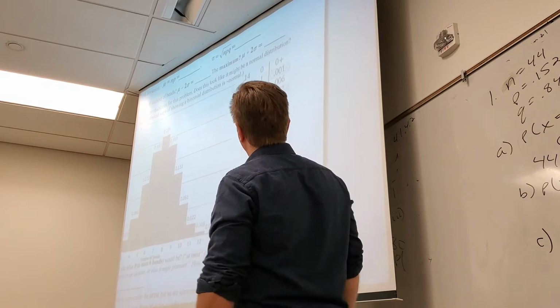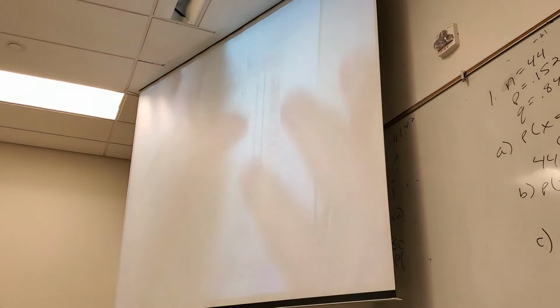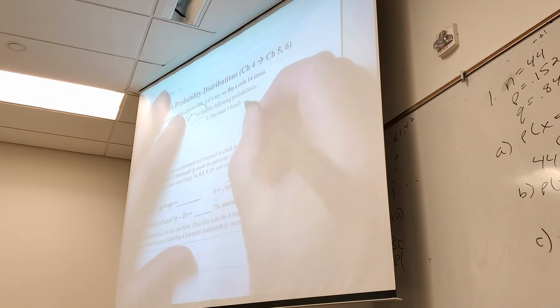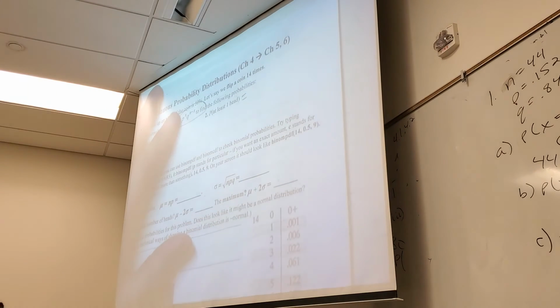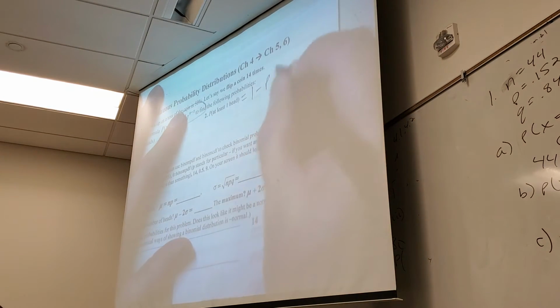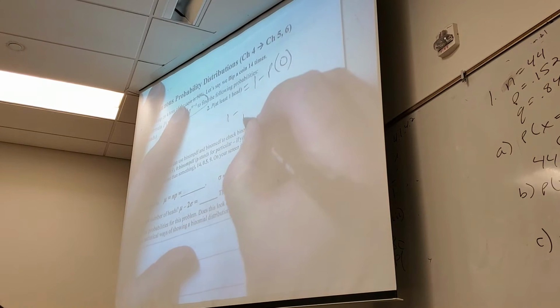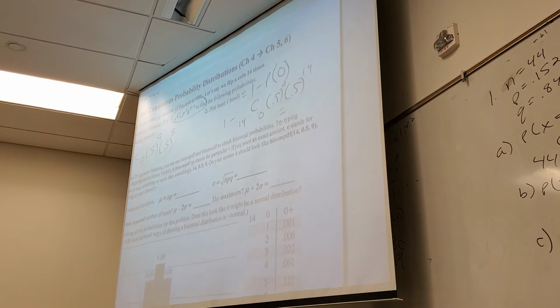Okay, so how about this one? How would you do this one by hand? At least one head, out of 14. Well, help me out. There's one step you want to do. 1 minus the probability of 0. So 1 minus 14 choose none, 0.5 to the none, 0.5 to the 14th. And that's going to be something like 0.99999 something.